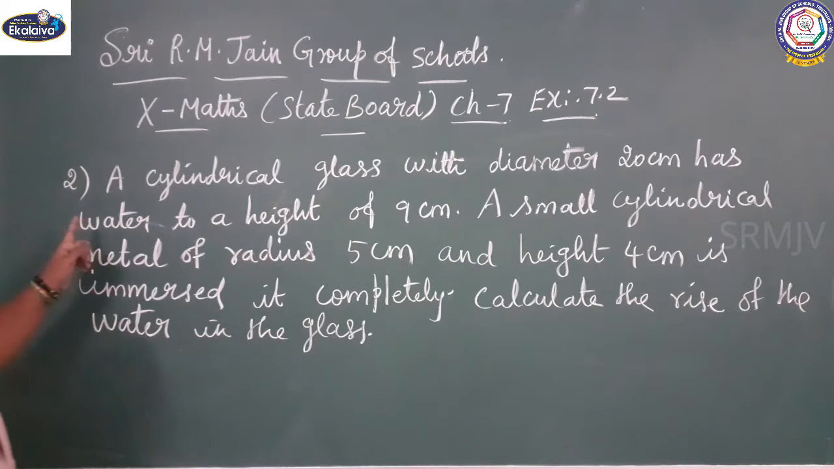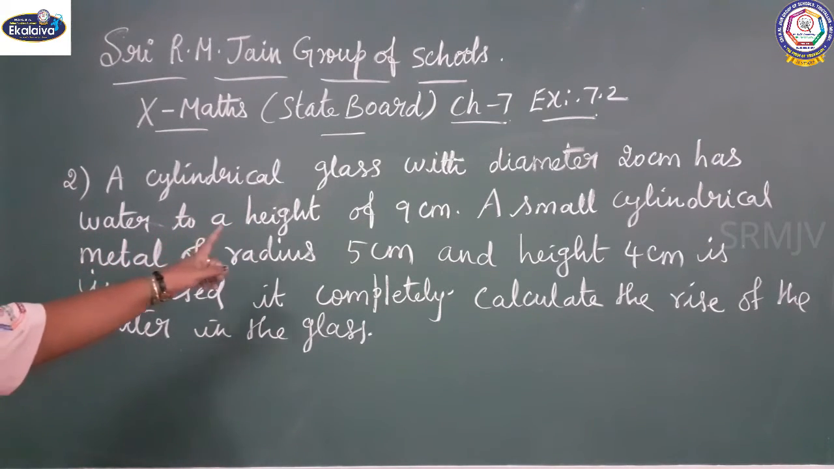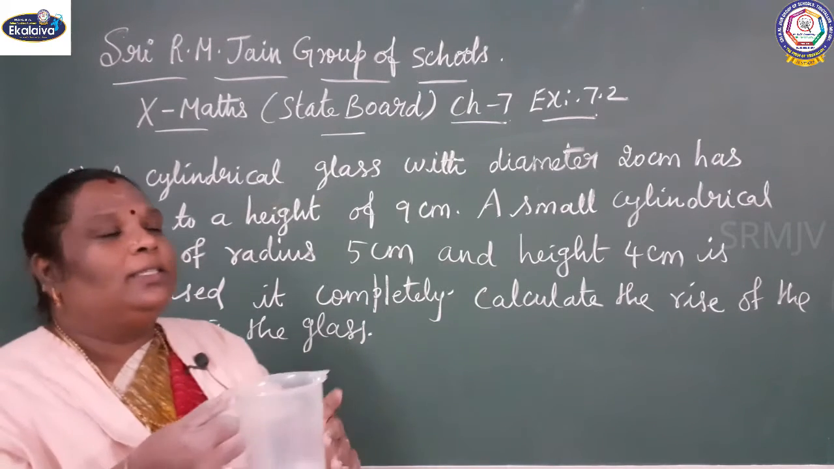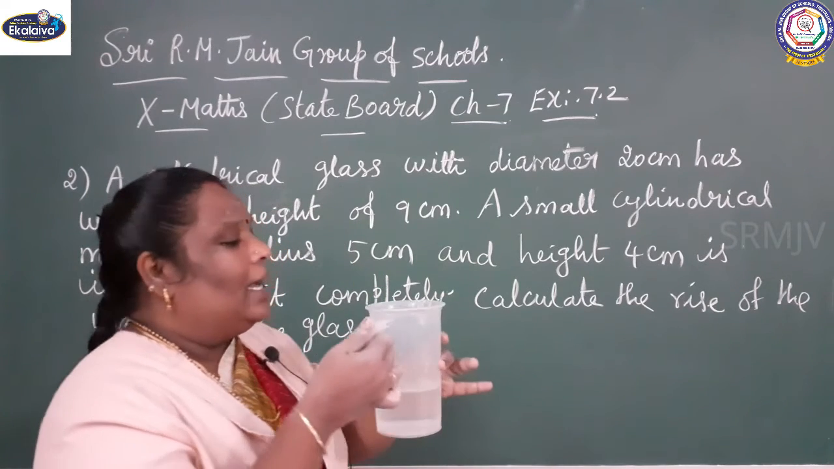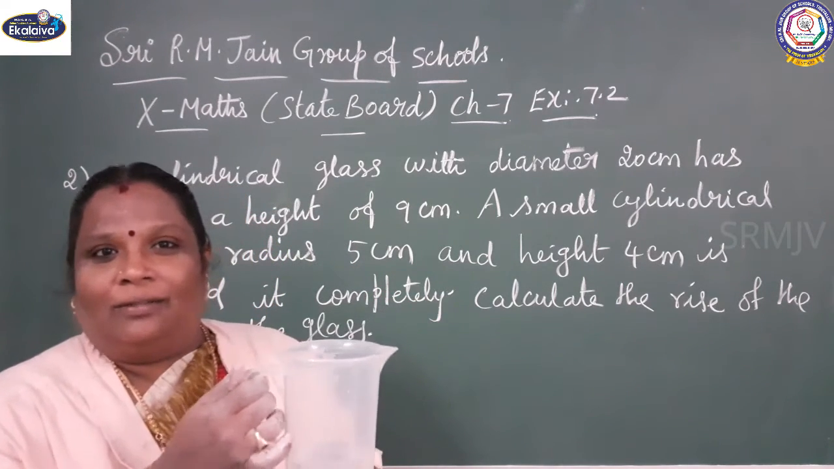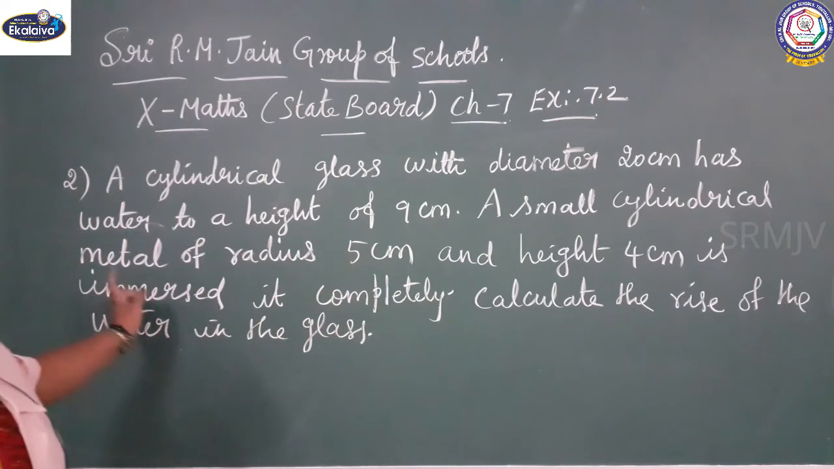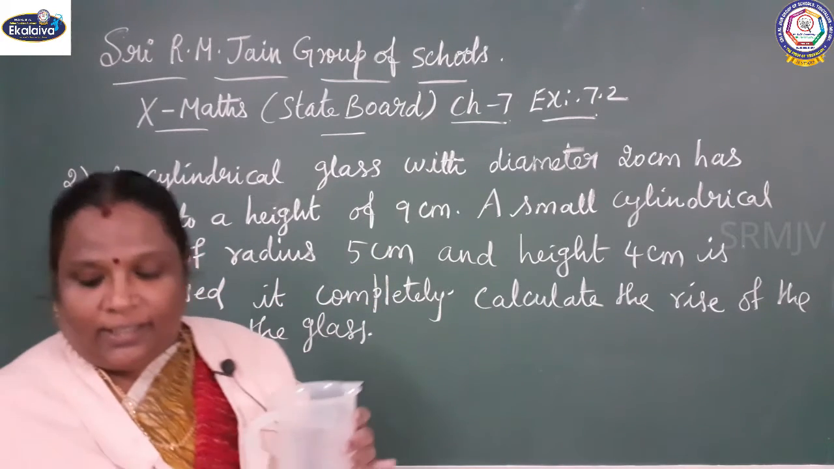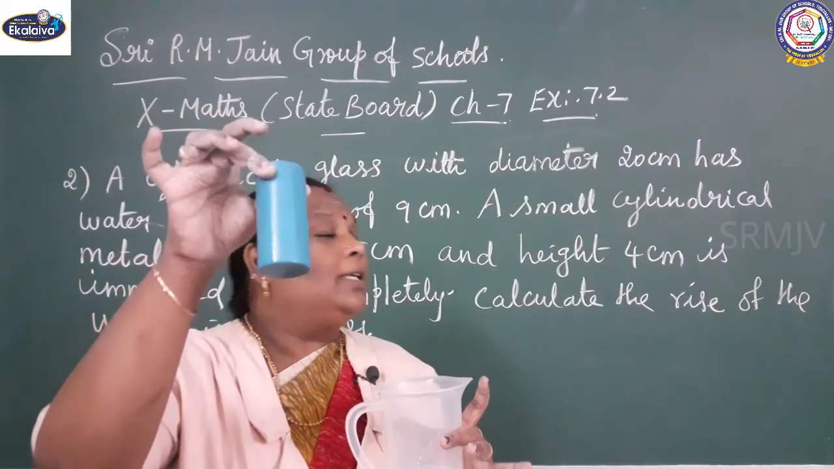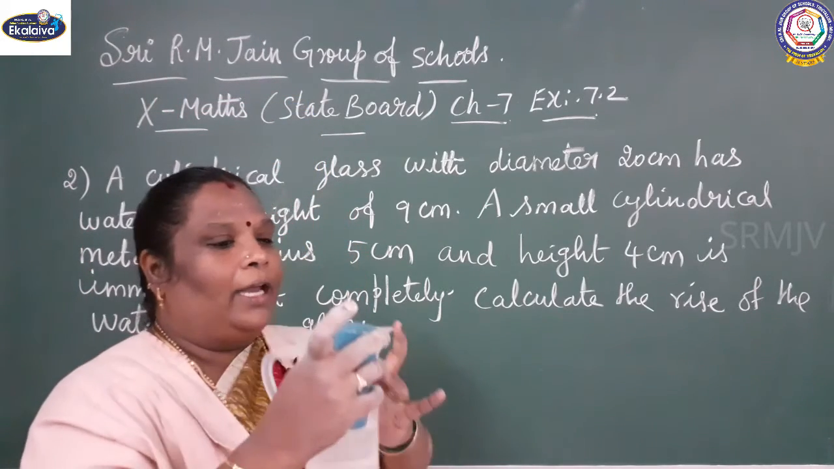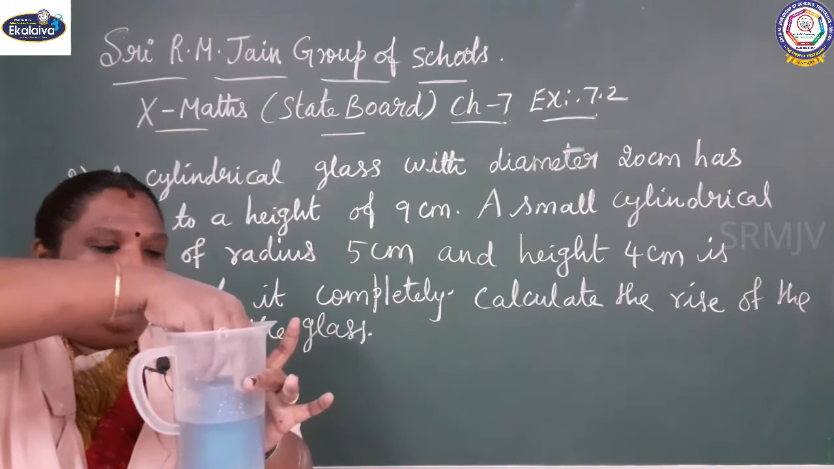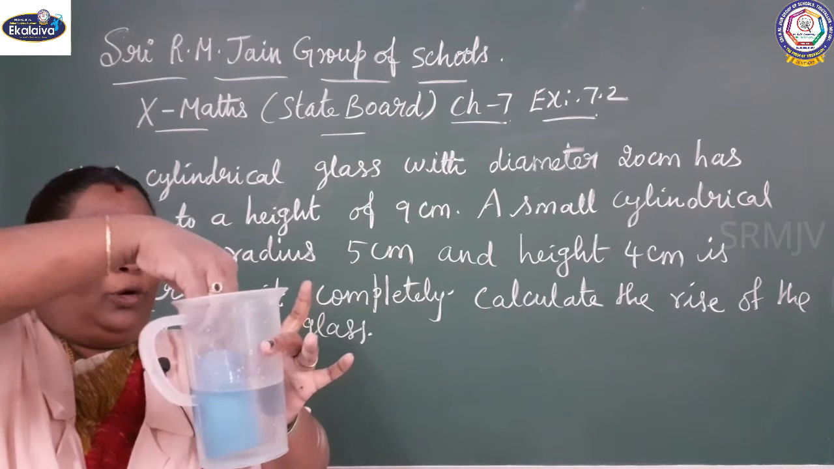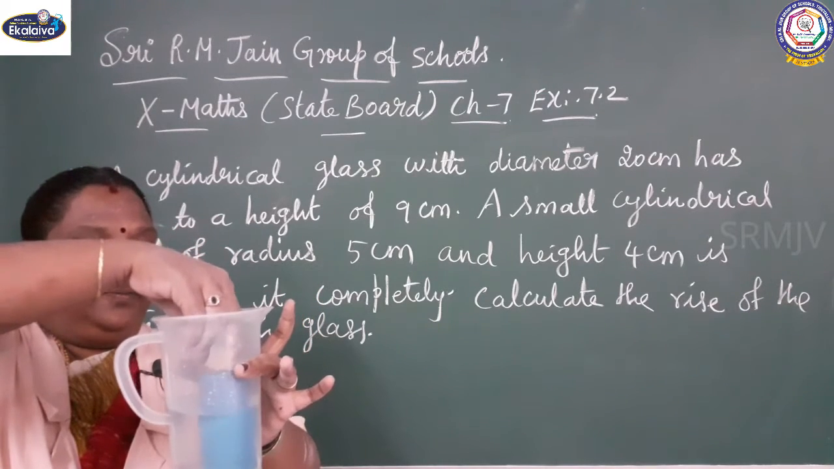Here, a cylindrical glass with diameter 20 centimeter has water to a height of 9 centimeter. Just imagine, this is a 20 centimeter diameter and 9 centimeter height. A small cylindrical metal of radius 5 centimeter and height 4 centimeter is put into the water and fully immersed.